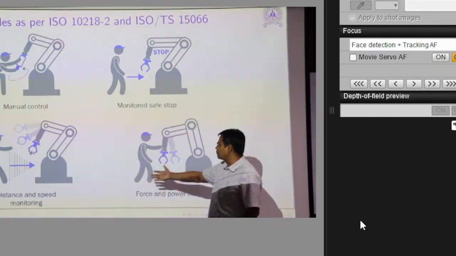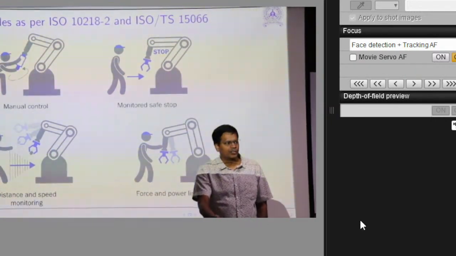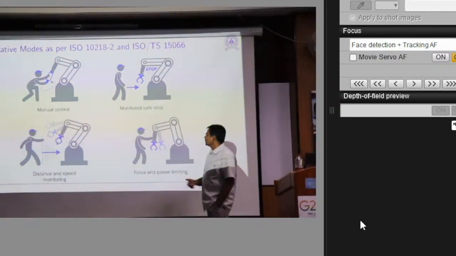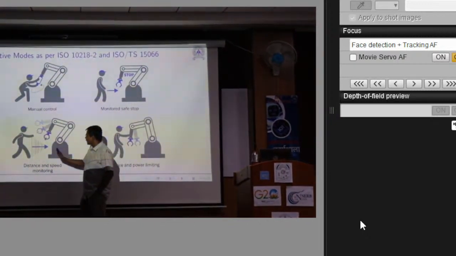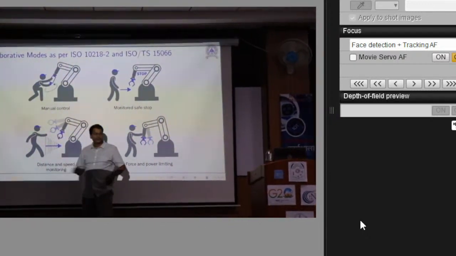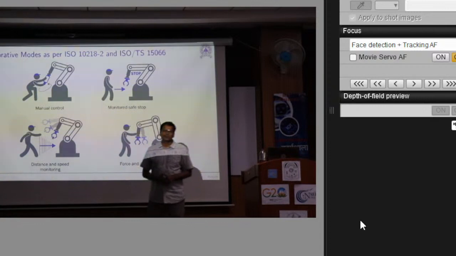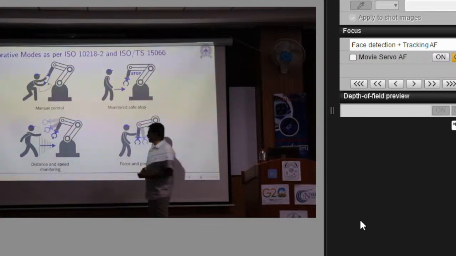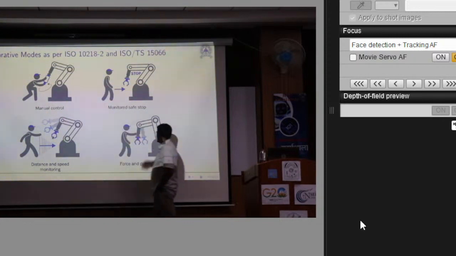Then came this type of robot which has a safe stop. It is monitored by some kind of sensor, and it can stop automatically if you enter that workspace, maybe through limit switches, sometimes through a proximity sensor. There is also distance and speed monitoring. If you approach the robot very fast, it will stop much before it normally would. It detects your velocity, not just your position. So it basically deals with the probability of hitting the robot.